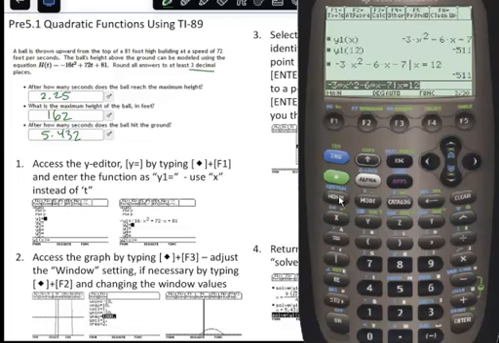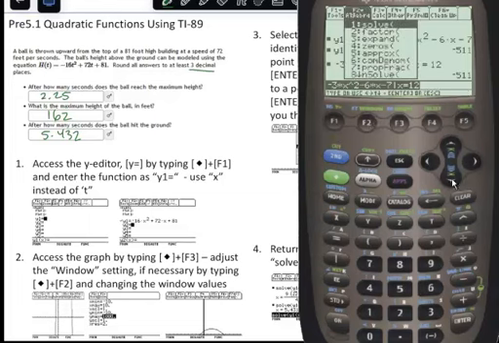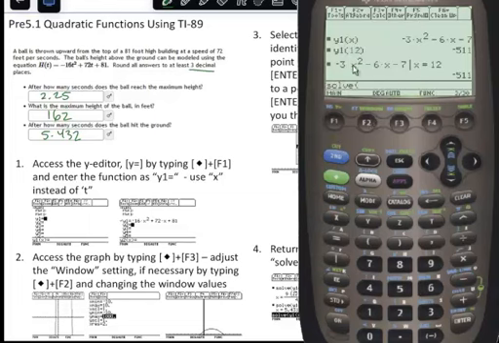So if we go back to the home screen, so I hit this home button right here, and if I choose the solve feature under F2, this algebra tab, and I choose solve, and I type in, my equation has already been entered, right? So y1 of x. So this is actually pulling up the equation that I entered in my y editor.